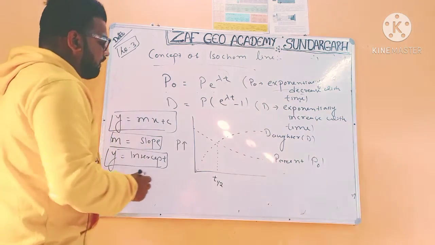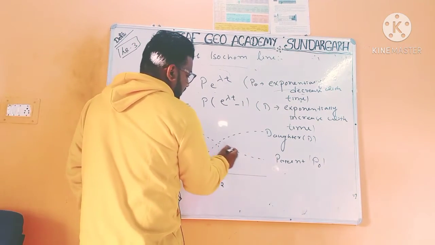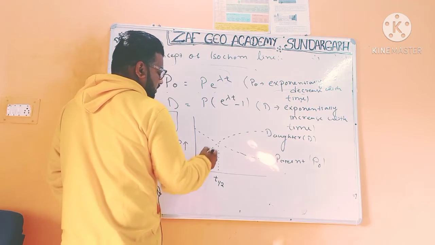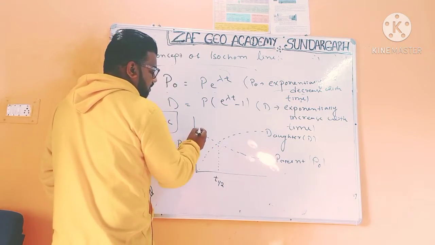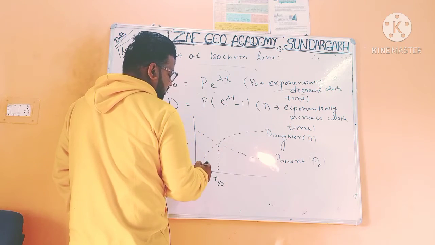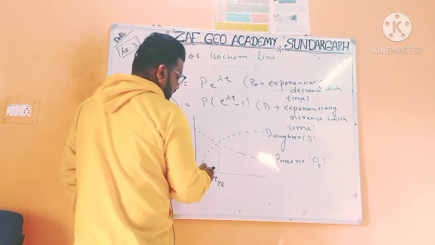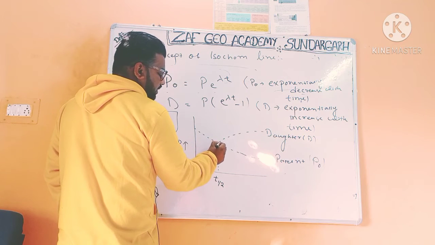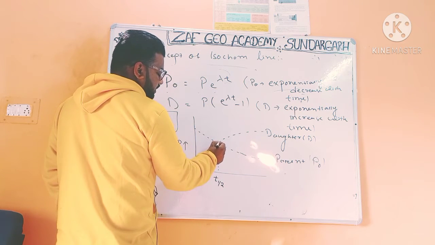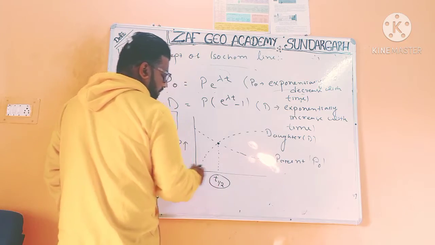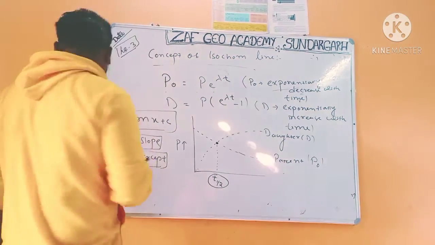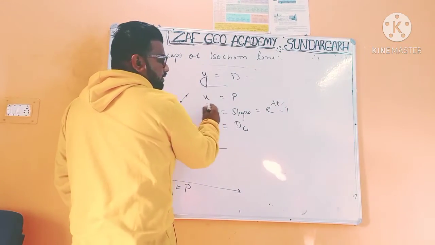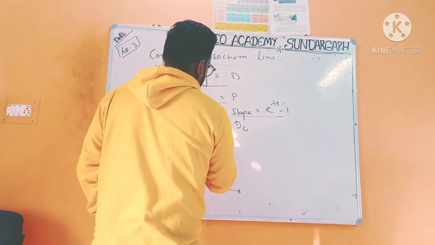The parent is decreasing in this curve, and the daughter is increasing in this curve. Both curves will intersect at this point, and the point of intersection is known as the half-life. So we know y is equal to D, x is equal to P, m, the slope, is equal to e to the power lambda t minus 1, and c is equal to D naught.